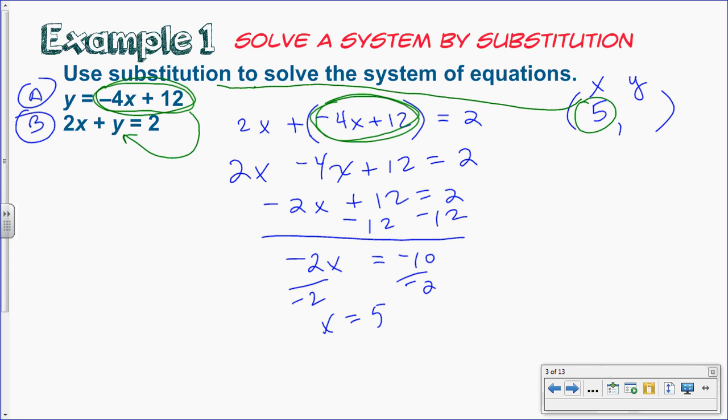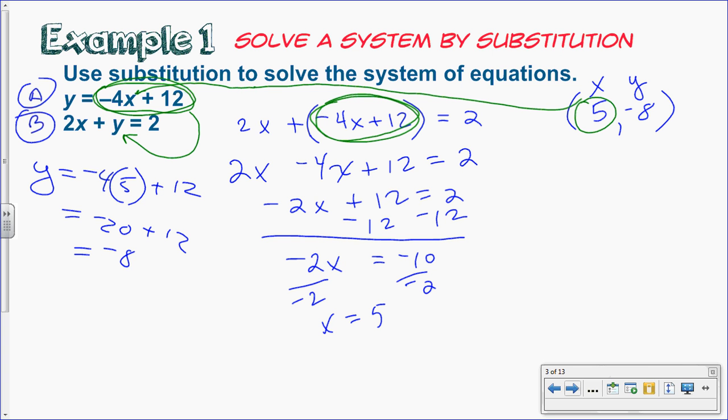Very nice, good. So I'm gonna put 5 in for that X right there. That gives me what? -4 times 5, good, plus 12. What's that give me? -20 plus 12, which is -8. How many solutions to this system? 1. What's the solution? 5 and -8, good.